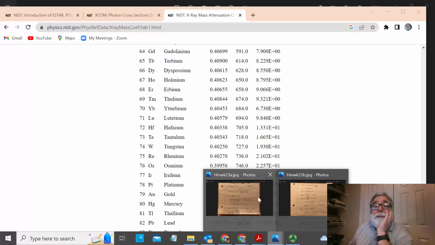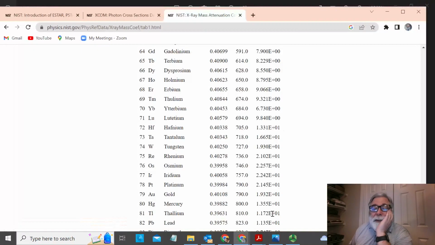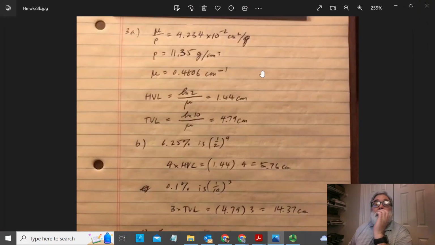So 11.35, this is the wrong one. So let's go back here, close it and get the one we want. 11.35 is mu over rho times rho. I multiply those two together, and this is the attenuation constant, the linear attenuation constant. That's how much it absorbs per centimeter. What fraction is absorbed per centimeter?